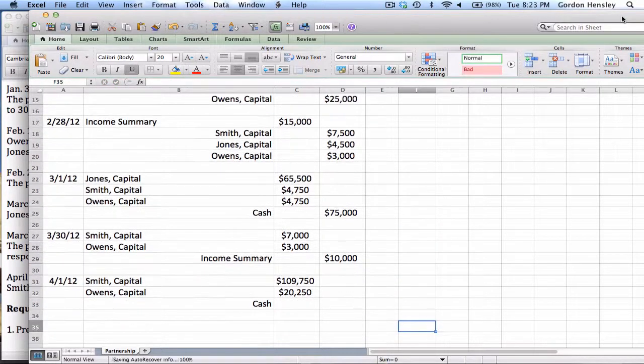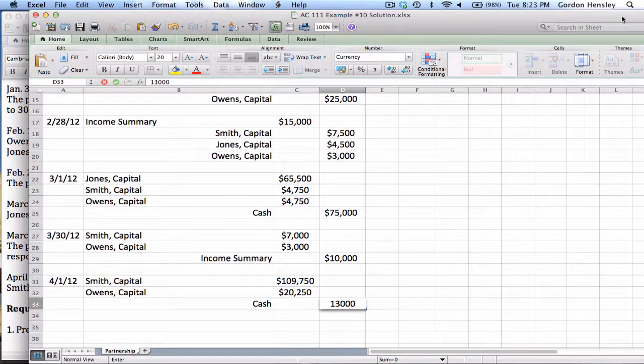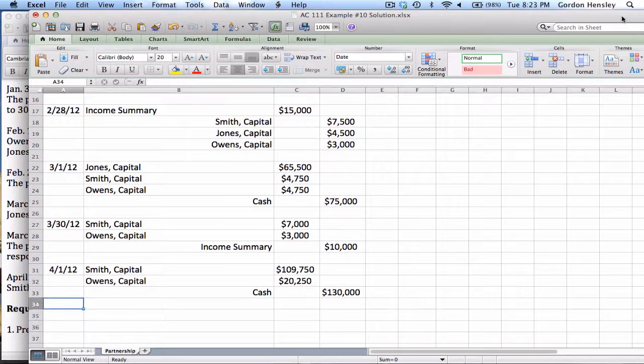And then the credit to cash will simply be the total, and the total there is 130,000. That will balance that transaction. So they dissolved the partnership and they simply took out their final capital balance as a final payout of 130,000, and that completes the example on partnerships.